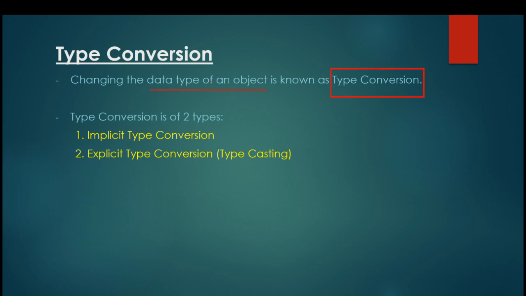This change of object from one data type to another data type can happen in two ways. First one is automatically, which the Python interpreter does, and that is known as implicit type conversion, which happens automatically. And the second one happens manually. We have to manually change the data type of an object from one type to another type by using the functions provided by Python for the respective data types. So when we do the type conversion manually, it is known as explicit type conversion. We also call it typecasting. Typecasting and explicit type conversion are the same thing.